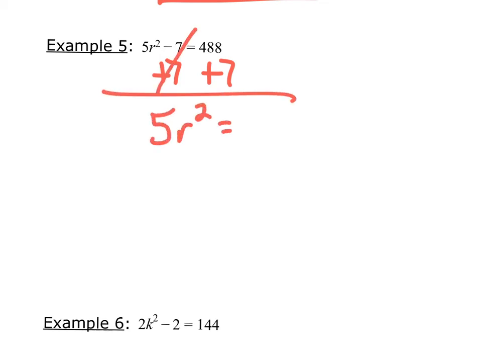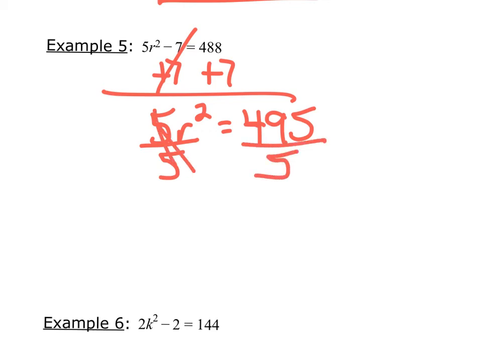Those cancel, so you bring down your 5r squared. And then if you do 488 plus 7, that would be 495. And again, we have multiplication, so the opposite of multiplying by 5 would be dividing by 5. Those cancel, get the r squared equals 495 divided by 5 is 99.